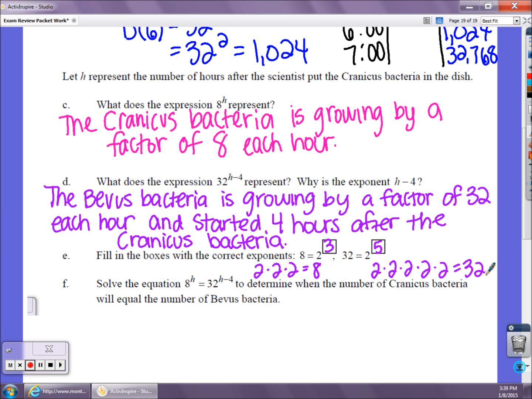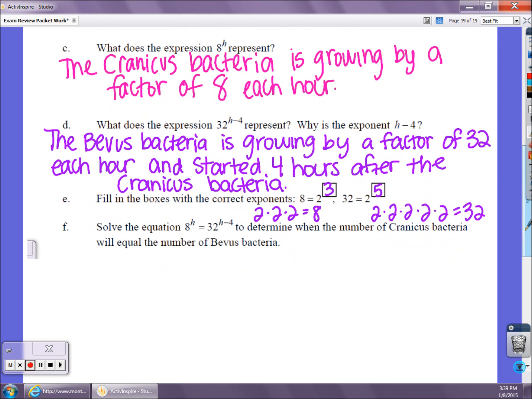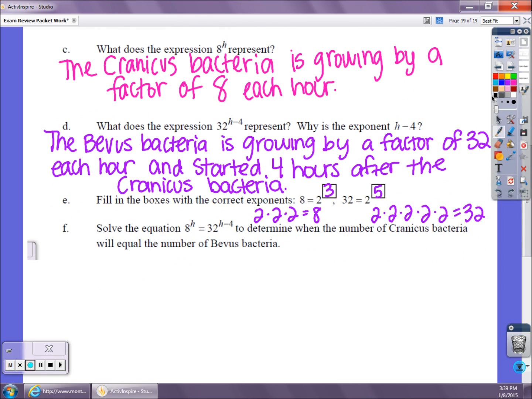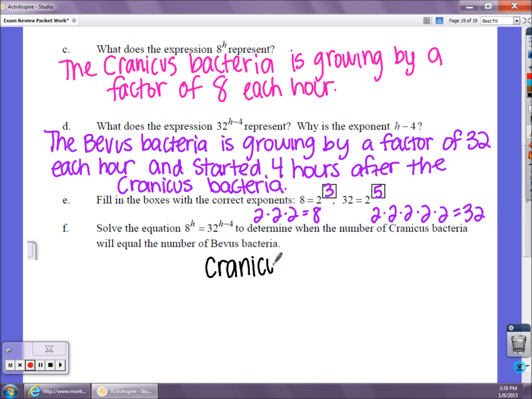Okay, part F. Solve the equation 8 to the power of h equals 32 to the power of h minus 4 to determine when the number of Cranicus bacteria will equal the number of Bevis bacteria. Just like in problem 17, we want to know when the Cranicus bacteria is going to equal the Bevis bacteria. And they've already written the equation for us, but we did write our own expressions in part A and B, if you remember. So we're going to replace Cranicus with 8 to the power of h, and we're going to replace Bevis with 32 to the power of h minus 4.